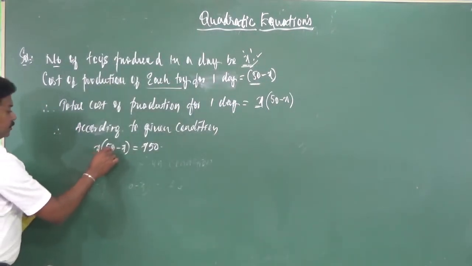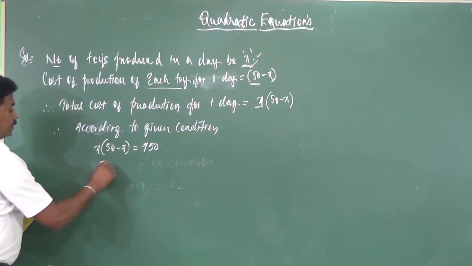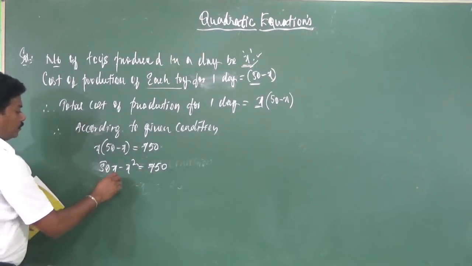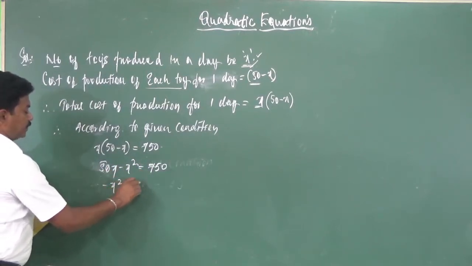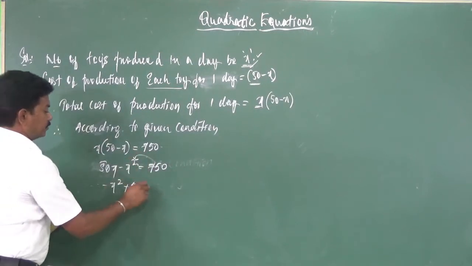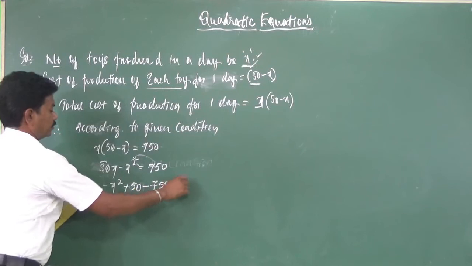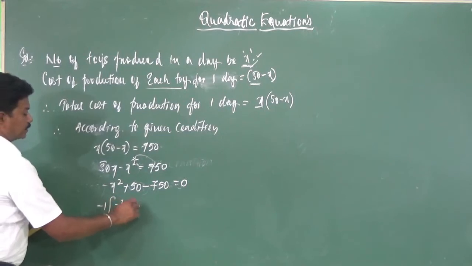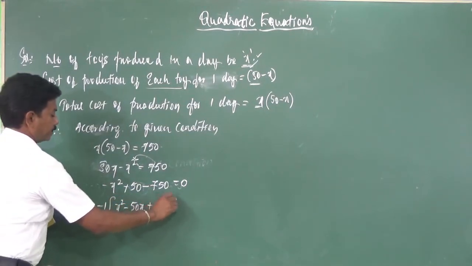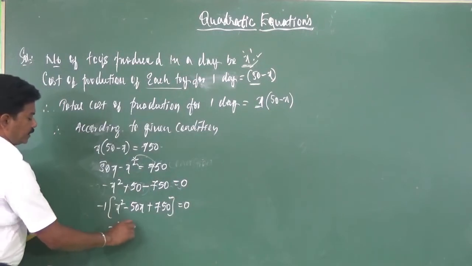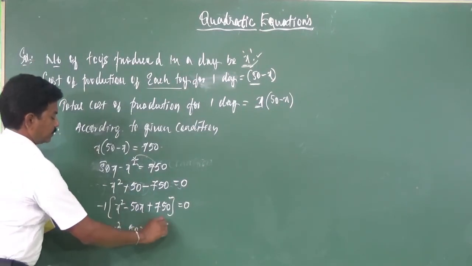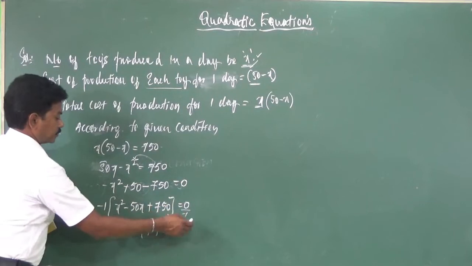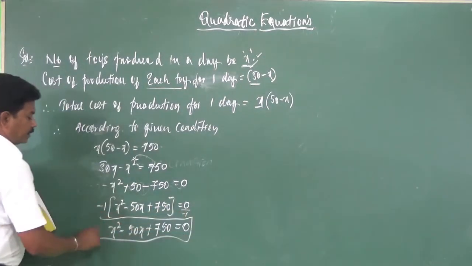So let us go with this. x into 55 is 55x. So x into minus x is minus x square, equal to 750. So minus x square plus 55x minus 750 is equal to 0. When we take minus 1 common, that becomes x square minus 55x plus 750 is equal to 0, since 0 divided by minus 1 is 0 itself. So this is the required quadratic equation.